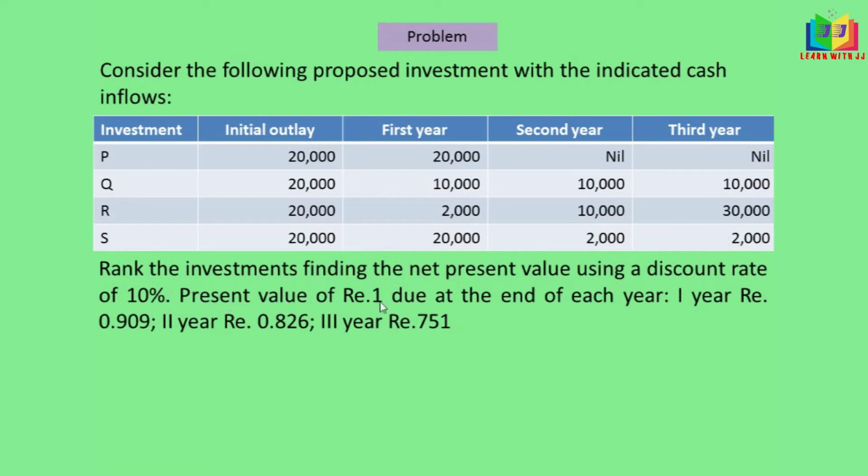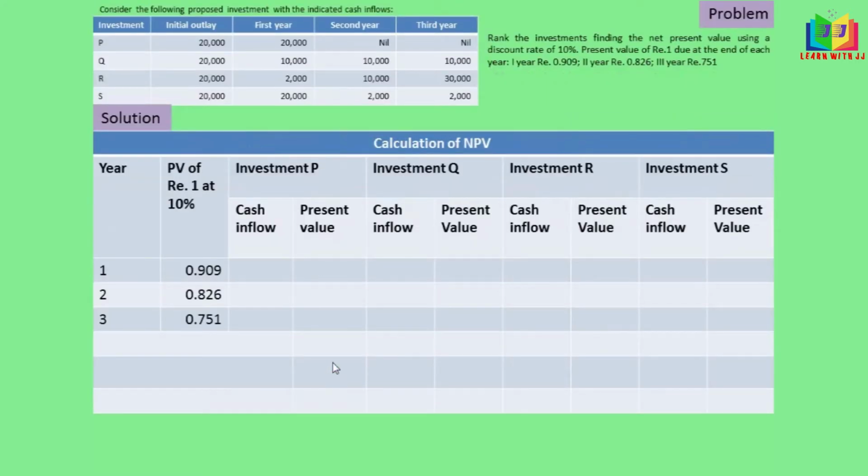Present value of rupee 1 due at the end of each year: first year rupee 0.909, second year rupee 0.826 and third year 0.751. This is the value of 1 rupee at the end of the first year, second year and third year. Now we'll see how to work out this problem.